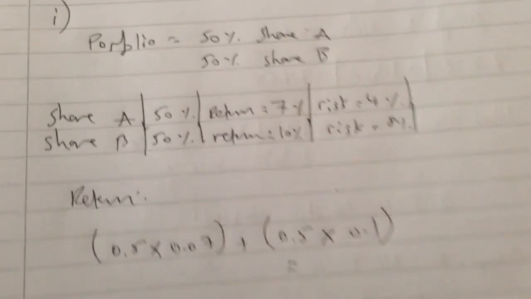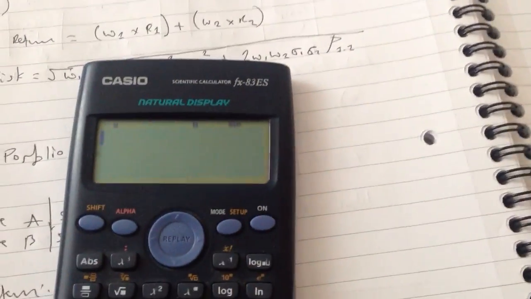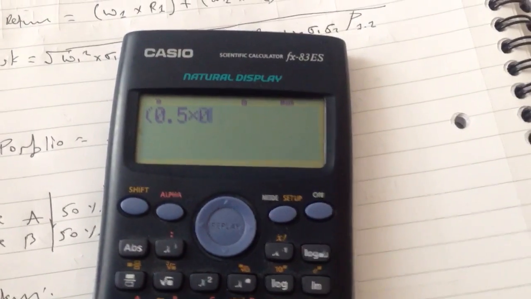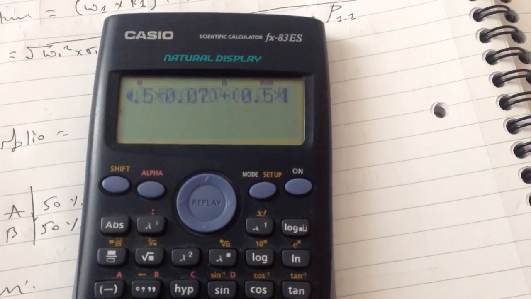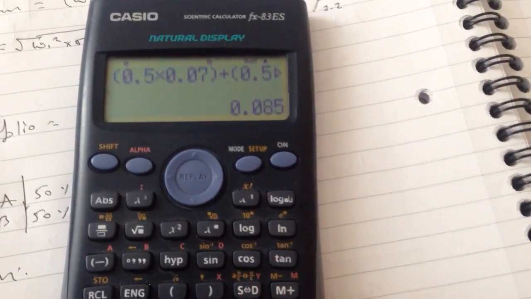So that means our return equals, if you put it into the calculator, 0.5 multiplied by 0.07 plus 0.5 multiplied by 0.1 equals 0.085.